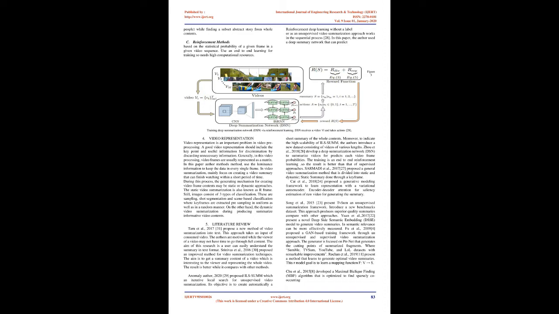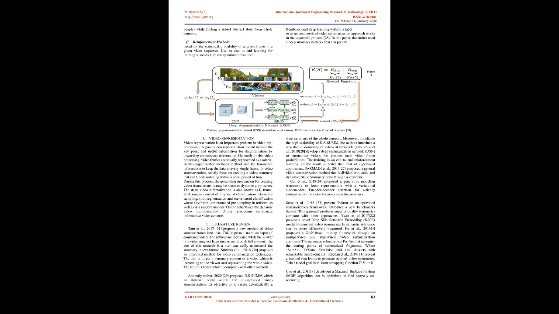C. Reinforcement methods. Reinforcement deep learning without labels, as an unsupervised video summarization approach, works in a sequential process. In this paper, the author used a deep summary network that can predict, based on the statistical probability, the selection of a given frame in a given video sequence. It uses end-to-end learning for training, so it needs high computational resources. Figure 3. Training the deep summarization network, DSN, via reinforcement learning. DSN receives a video and takes actions.